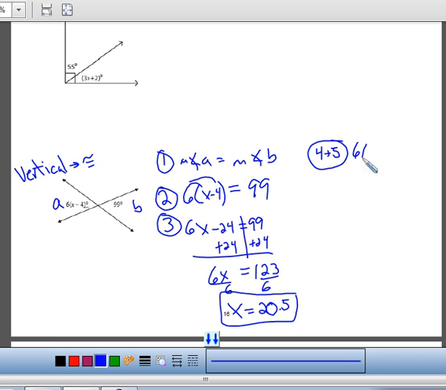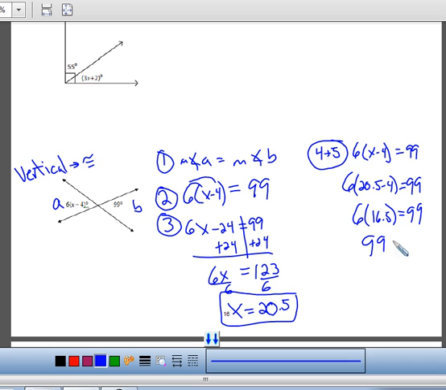So what we know is 6 parentheses x minus 4 needs to equal 99. So if I plug in my 20.5 for x, do I get 99? 20.5 minus 4 is 16.5, and either multiply that out, write it out, or do it on a calculator, and you get 99 equals 99, and it checks.